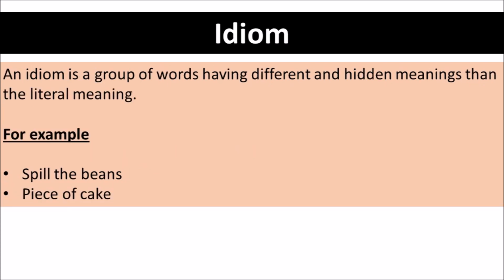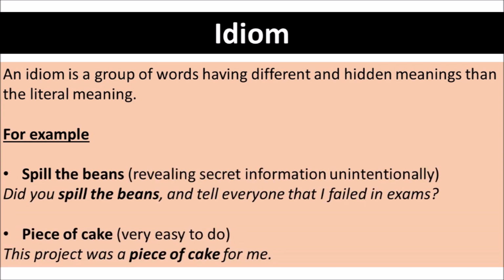Idiom. An idiom is a group of words having different and hidden meanings than the literal meaning. For example, spill the beans. Piece of cake. Spill the beans means, revealing secret information unintentionally. Did you spill the beans, and tell everyone that I failed in exams? A piece of cake means, very easy to do. This project was a piece of cake for me.